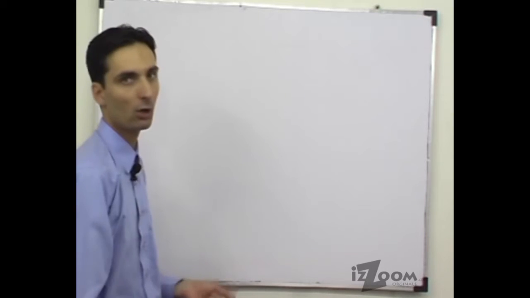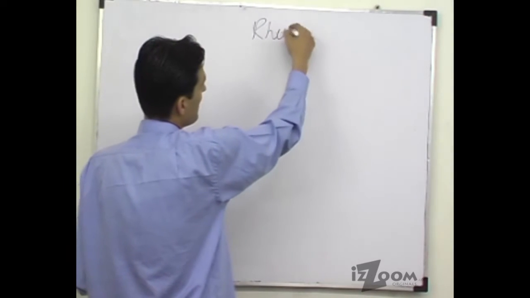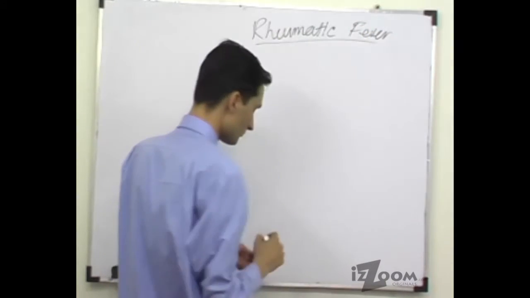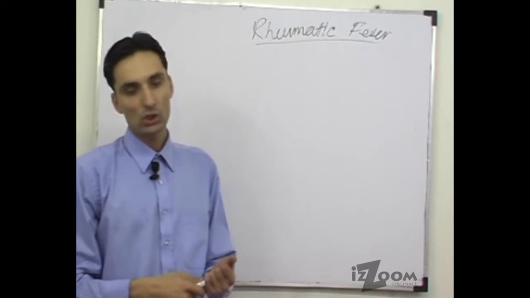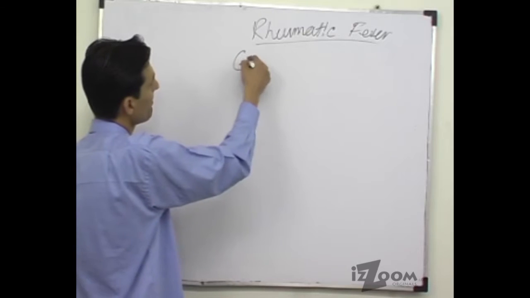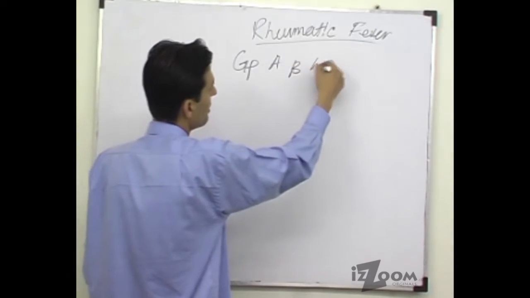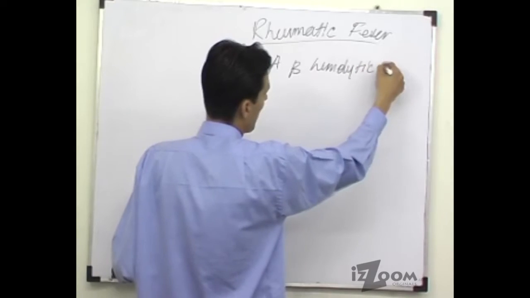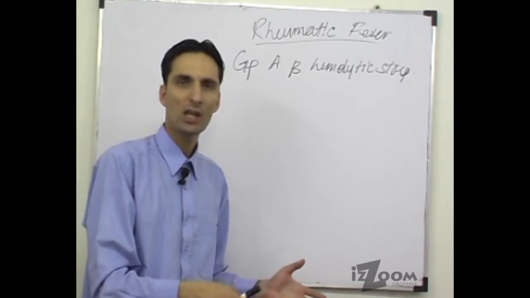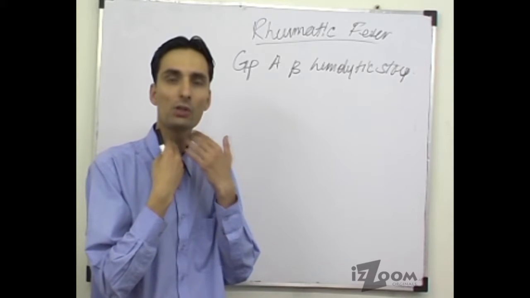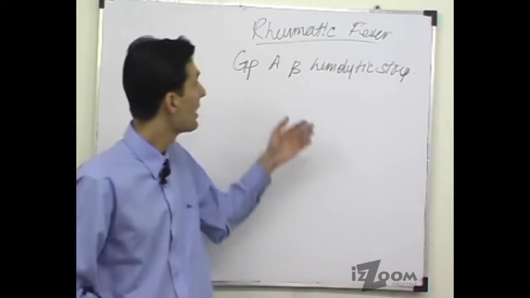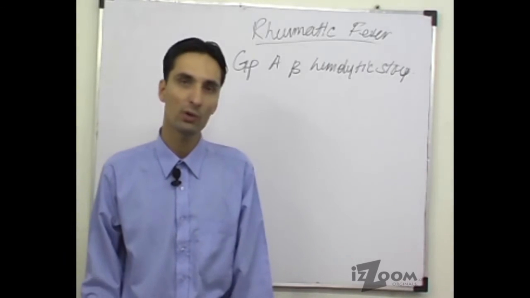Now I'm going to be talking about an important topic, which is rheumatic fever. Rheumatic fever is a disease which is caused by infection by group A beta hemolytic streptococci. This occurs 2 to 3 weeks after a sore throat that the patient has developed due to this organism, group A beta hemolytic streptococci.